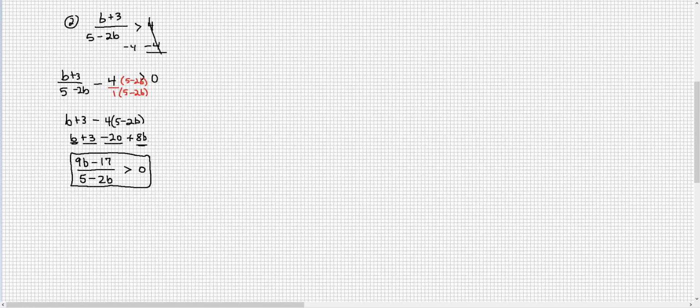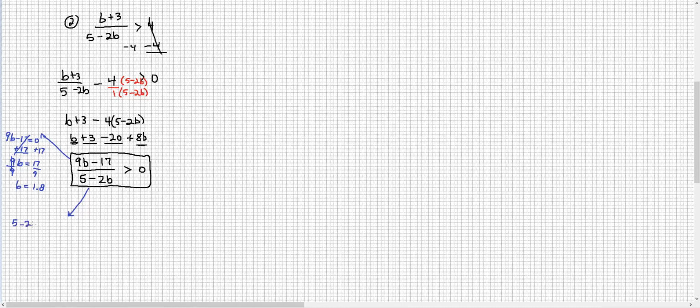Now to get our critical points, you take the numerator. So it's 9b minus 17 equals 0. And you solve for b. So we have 9b equals 17, over 9. B equals 1.8, I believe. I did it in class today.